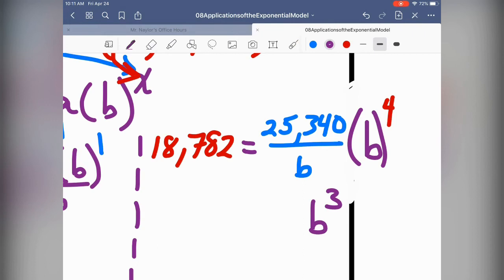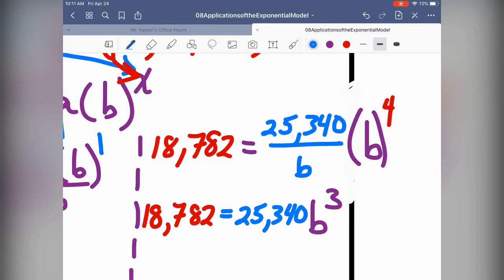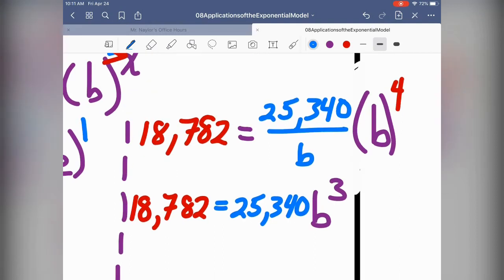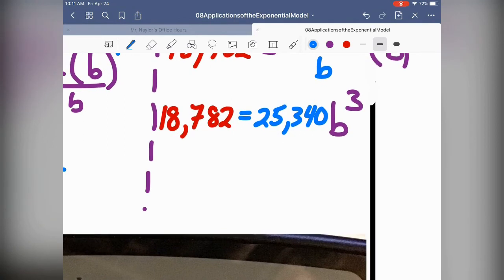So again, we cancel the exponents so that we can end up with just b to the 3rd. The rest of the values do stay put, and now we're getting closer and closer to being able to solve this for b. Actually, the only thing left to do is to divide both sides by 25,000, and then we're going to need to undo this b to the 3rd. We're going to need to undo this exponent. So let's divide both sides by 25,000.